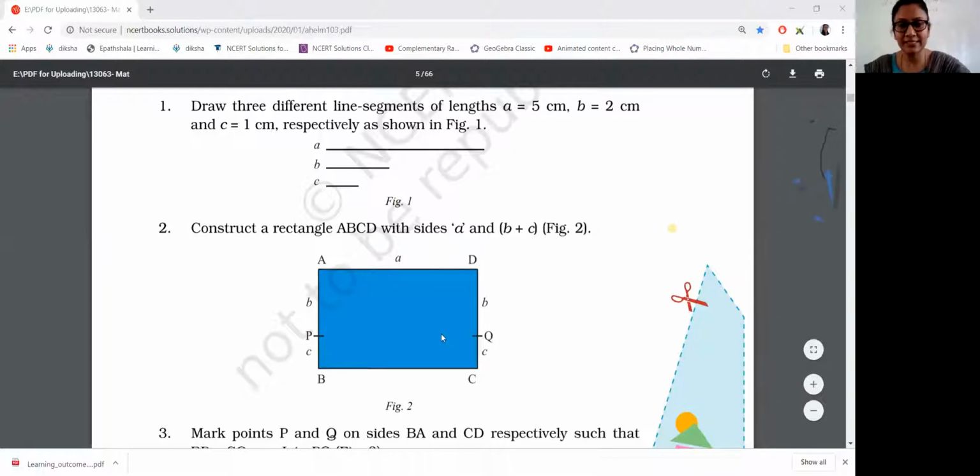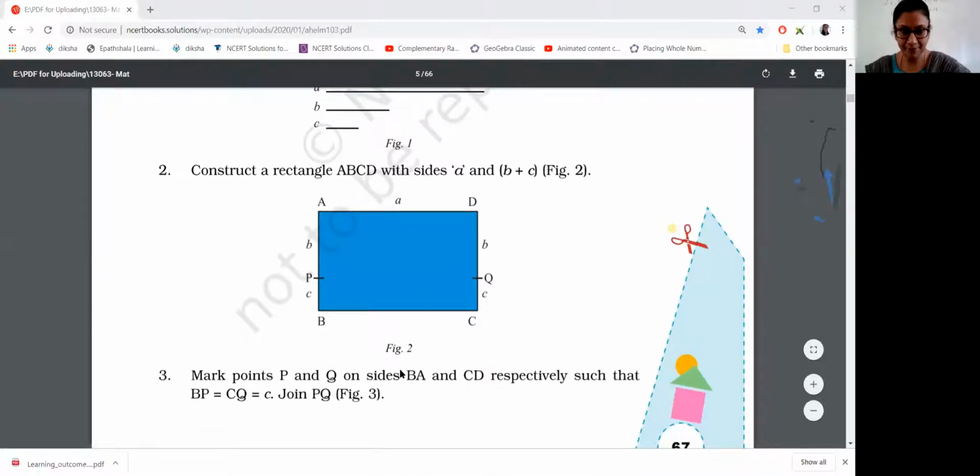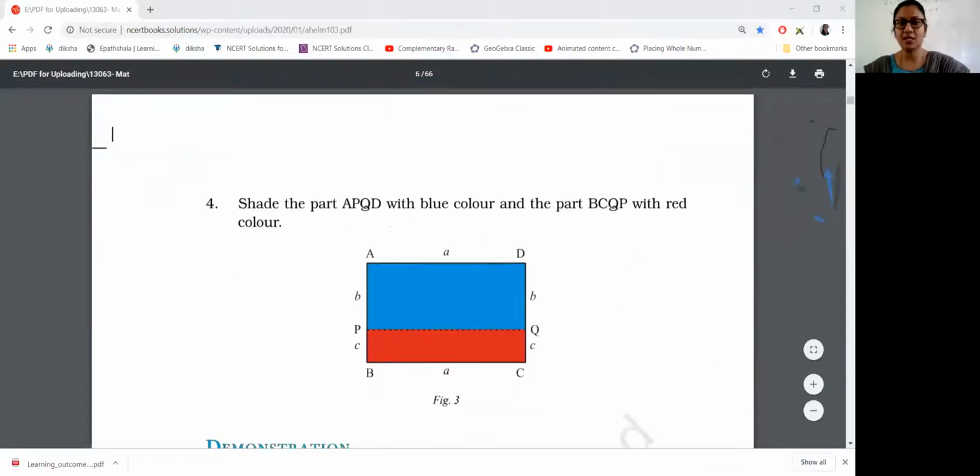All right, so once this rectangle is ready, then you should not forget to mark these points A, B, C, D as the 4 vertices of the big rectangle, and in between you will mark the P and the Q, where it is 2 centimeters down below A and below D. Then your figure will be ready like this. Now you will shade the 2 rectangles that you see.